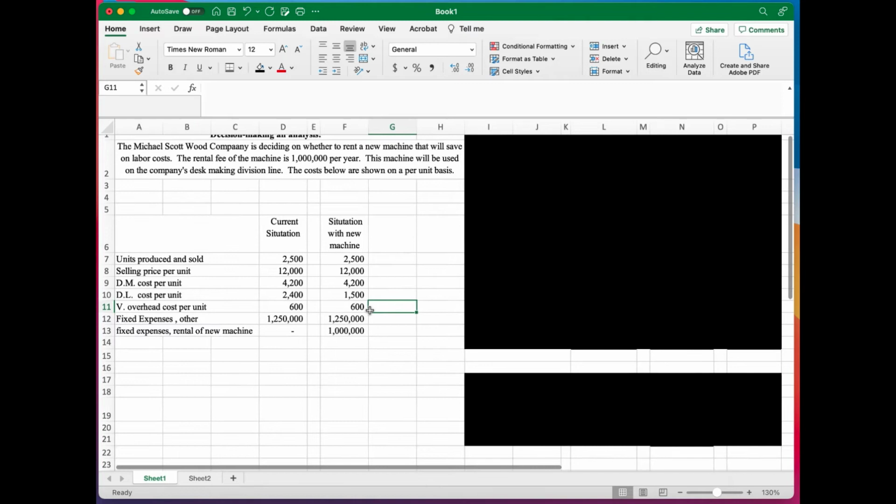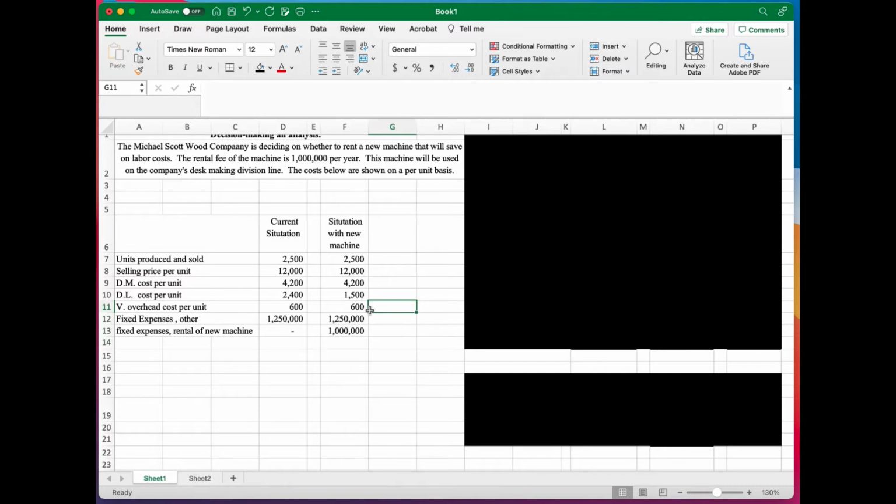Next, we look at our fixed expenses other. And we could see that under both alternative 1, which is the current situation, and alternative 2, which is the situation with the new machine, the fixed expenses other are identical. They're still $1,250,000. That means, regardless of whatever we decide to do, rent the machine or not rent the machine, we still incur fixed expense other of $1,250,000. That means that cost is irrelevant to us.